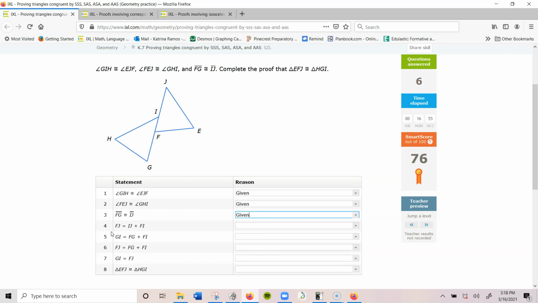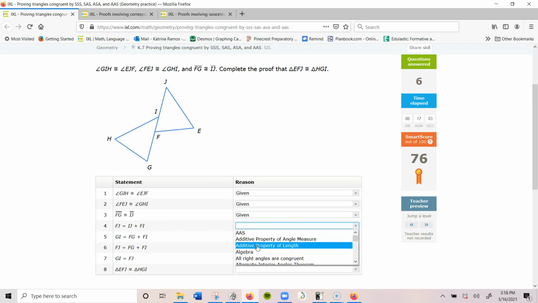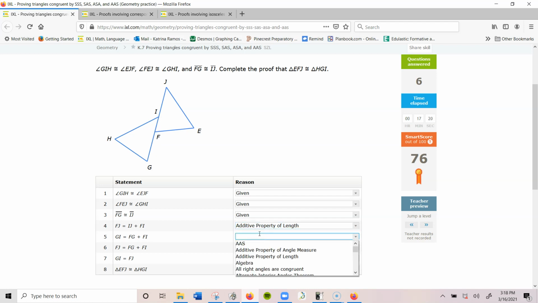Now, we have here FJ is equal to IJ plus FI. Without even having to look at it, I know that this is the additive property of length since we are adding length measures here. Same thing for the second one. If you look at it, GI is going to equal FG plus FI. We would have to add these two lengths together. So this is also the additive property of length.